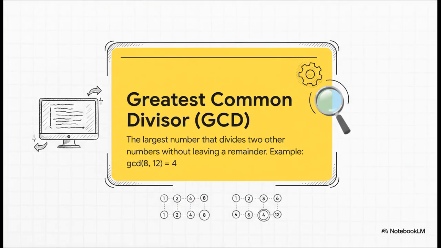First things first, what even is the GCD? It's just the biggest number that divides into two other numbers perfectly. So for example, take 8 and 12. The numbers that go into 8 are 1, 2, 4, and 8. For 12, it's 1, 2, 3, 4, 6, and 12. So what's the biggest number on both of those lists? It's 4. Simple enough, right? The real question is, how do we teach a computer to figure that out?